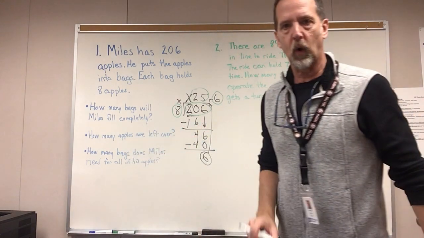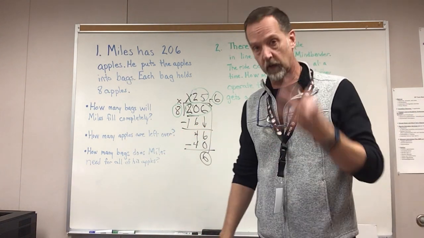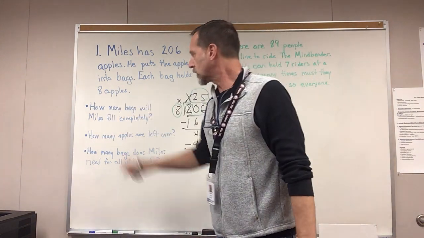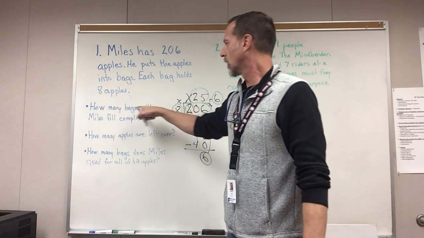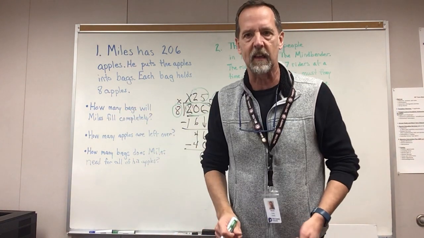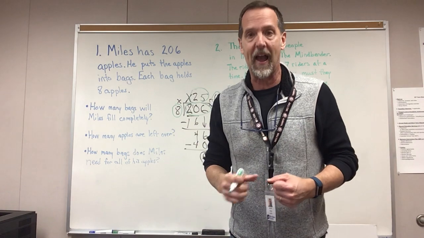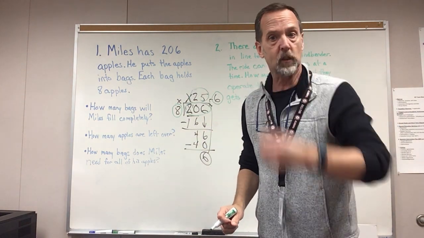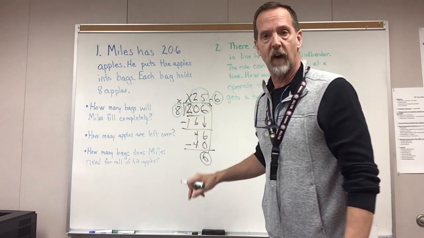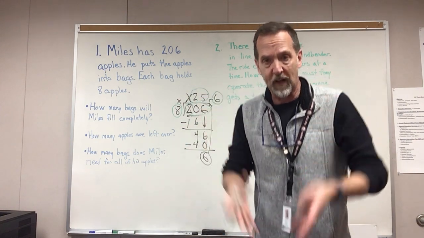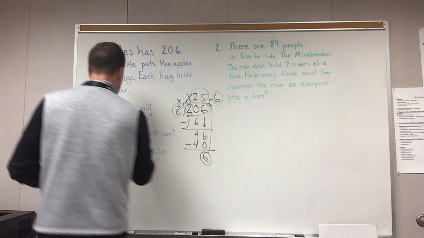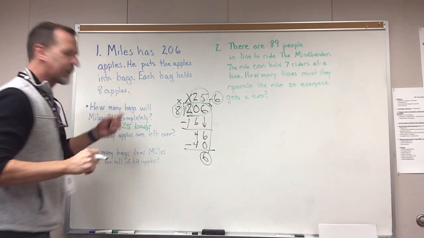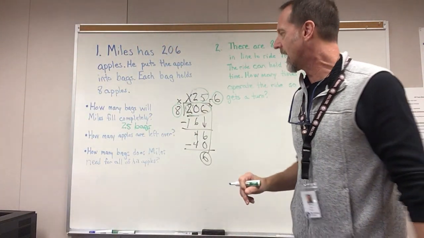Now let's take a look at the questions that I have up here, because I've got 3 different questions. They're going to give me 3 different answers from this same math, okay? The first question asks, how many bags will Miles fill completely? Completely means there's 8 apples in the bag. Well, which of these numbers is the completed number of bags? It's 25, right? 206 divided by 8, we got 25. We'll be able to do that 25 times. So that answer would be 25 bags. He's able to fill them completely, 25 bags.